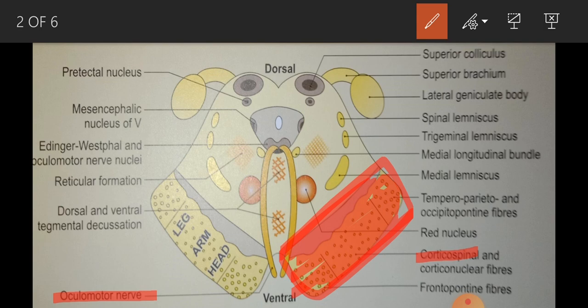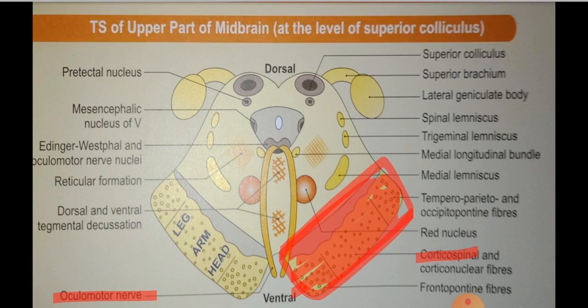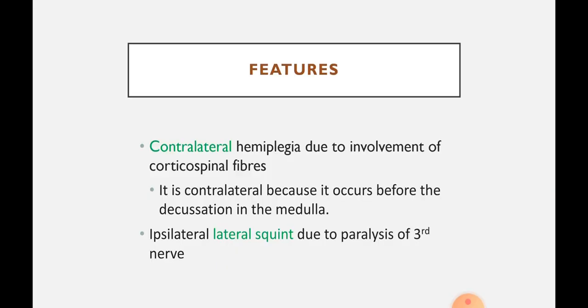As the name suggests, the fibers come from the cortex, that is from the motor cortex, and end in the spinal cord. Now, why is it called pyramidal tract? This is because these fibers at the level of the medullary pyramid will decussate towards the opposite side. These fibers are involved in the majority of voluntary movements. Now, why is it contralateral? This is because the lesion is happening before the decussation in the medulla. Did you understand? I will make it more clear.